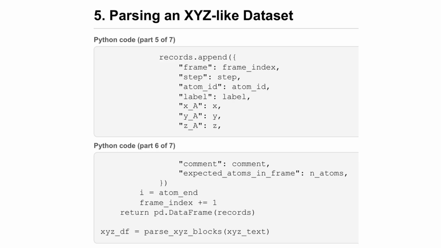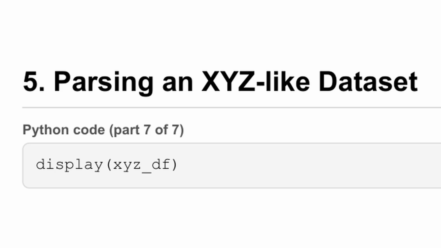We compile these extracted pieces into a list of dictionary records, capturing both the metadata, like the frame index and step, alongside the physical coordinates. Finally, we execute the parsing function on our text and convert the resulting list of records into a pandas data frame, providing us with a clean, tabular representation.